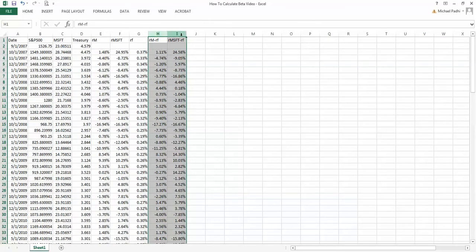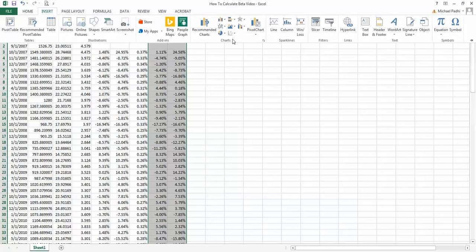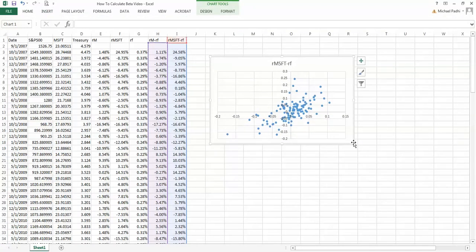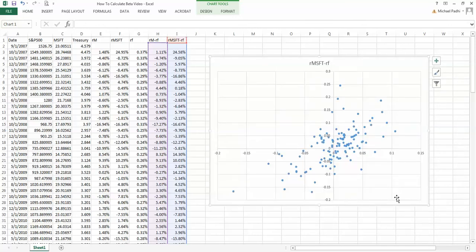I'm going to select those two columns and insert a scatter plot. There's other ways to calculate beta within Excel, but I like to use a scatter plot because it's a nice visualization of how the returns relate with each other. And so the Microsoft excess returns are on the y-axis and the market's excess returns are on the x-axis. We can see by the scatter plot that there does seem to be a positive relationship or trend between the Microsoft returns and the market returns, though it's not a perfectly positive correlation. There is volatility around a trend line.